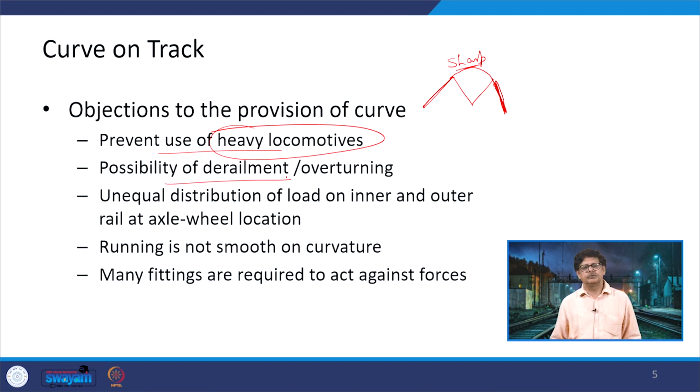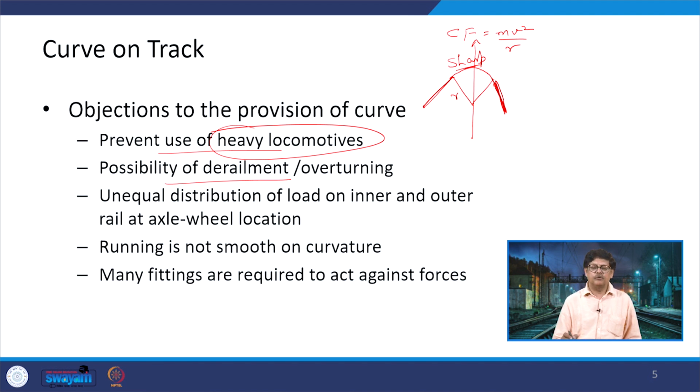When you are talking about the curve, what is happening? At any curve, some force is going to be exerted in the outward direction, which we call a centrifugal force. And this centrifugal force equals mv square divided by r, where m is the mass, v is the speed, and r is the radius of the curve. So, this is the radius of the curve here.